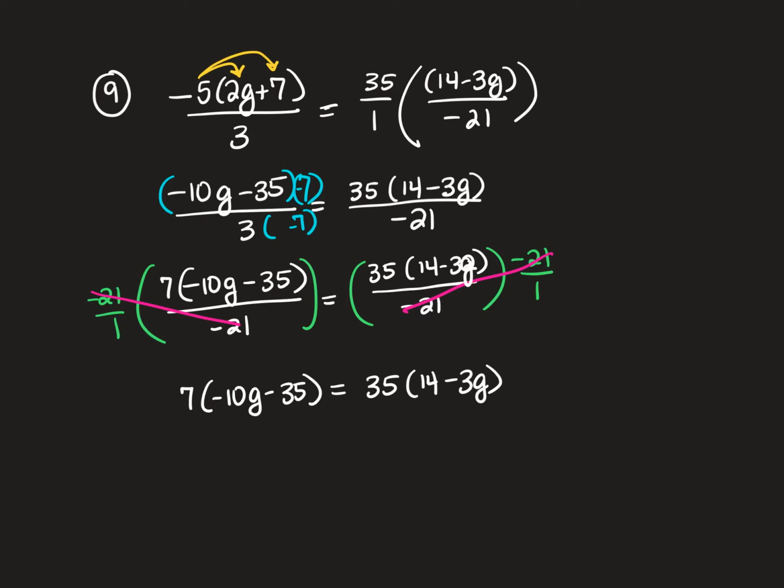So I'm not going to finish solving this one. You can use some of the other videos that I posted to help you if you're stuck. Work on distributing and combining your like terms and then isolating your variable.